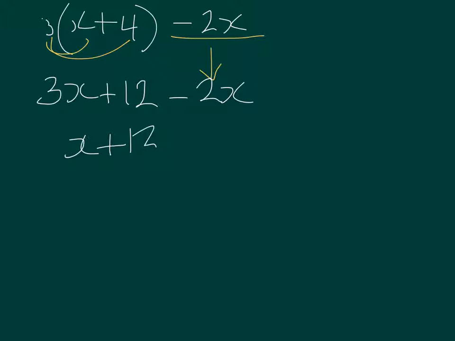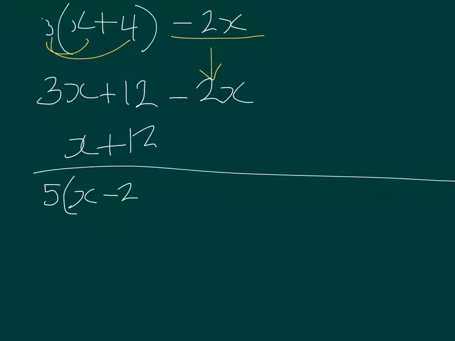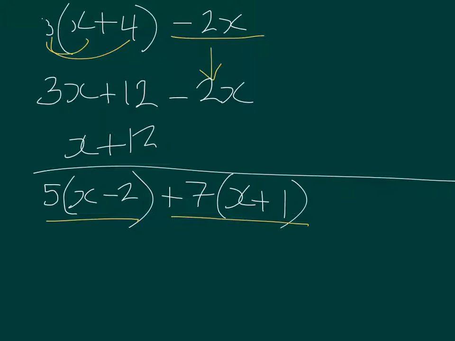The next example I'm going to show you is one where we've got two lots of brackets. So let's say I've got 5, and then maybe x minus 2, and then plus 7 x plus 1. Now the key point here is to deal with each set of brackets separately. So we'll do this bracket first and then we'll do this bracket second.